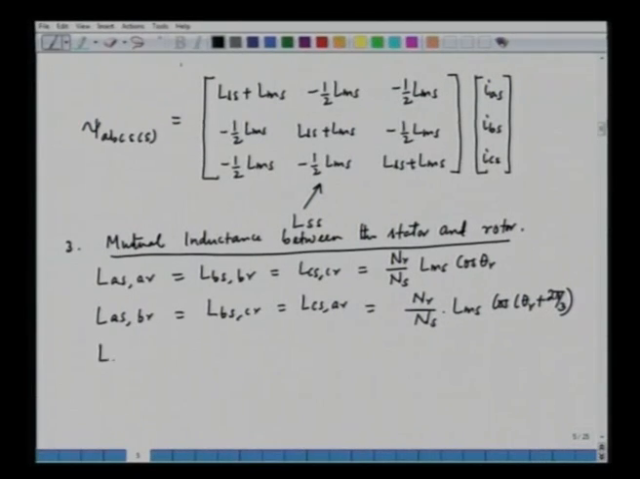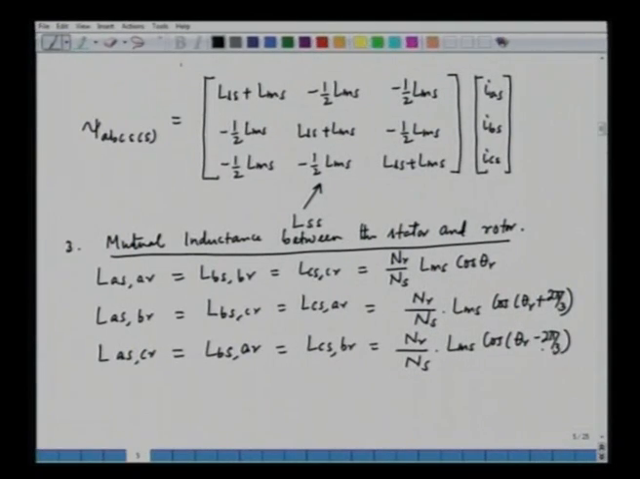Similarly, we can have LASCR, which is equal to LBSAR, which is equal to LCSBR. Since it is symmetrical, we can write without any difficulty NR by NS into LMS cos of theta r minus 2 pi by 3. So this is about the stator.